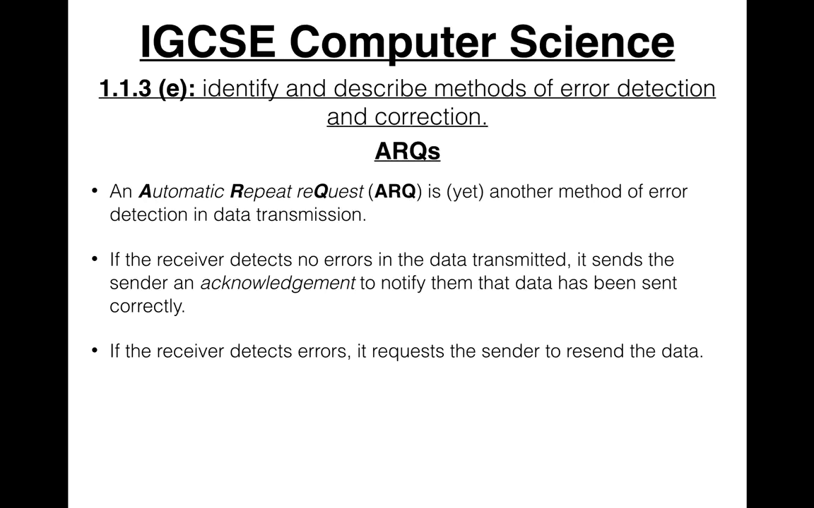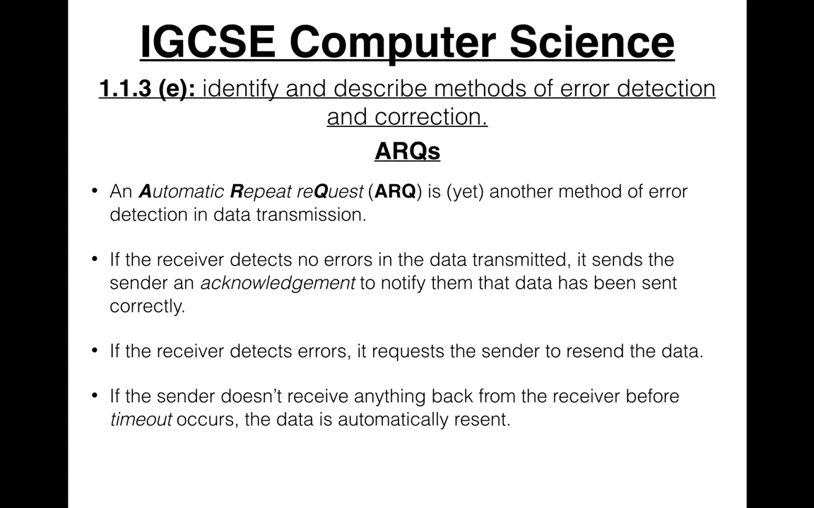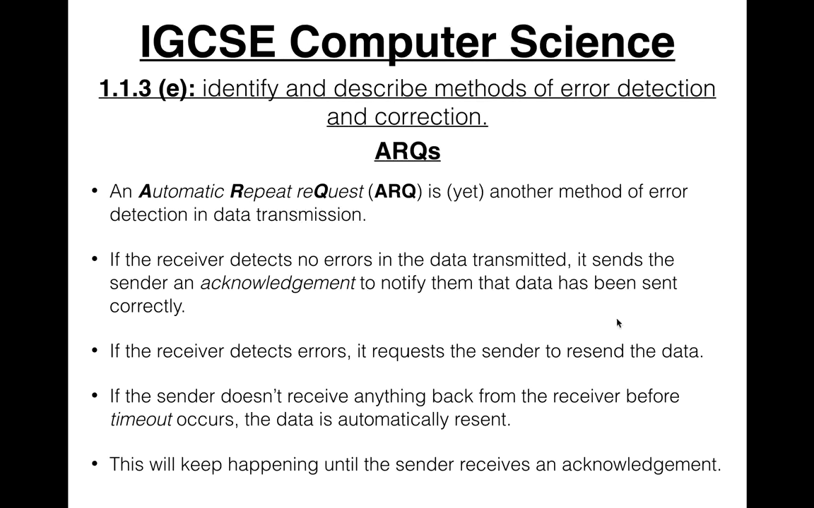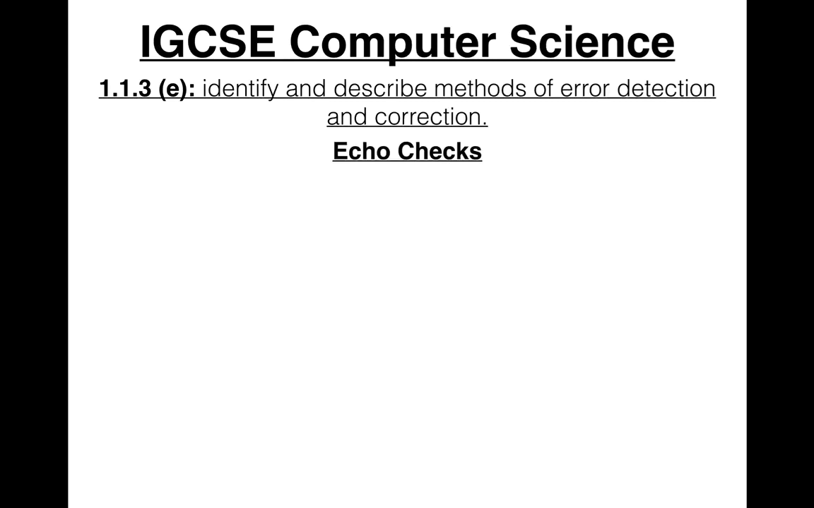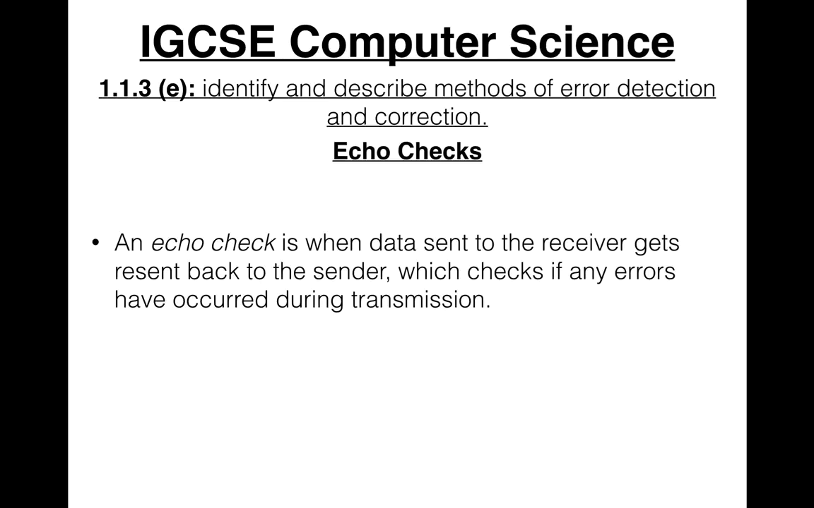If the receiver detects errors, it requests the sender to resend the data. If the sender does not receive anything back from the receiver before timeout occurs, the data is automatically resent. A timeout is a set time allowed to elapse before an acknowledgement is received. And this will keep happening until the sender receives an acknowledgement. That's it.